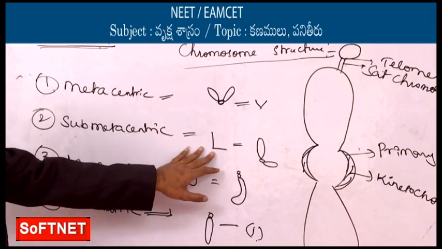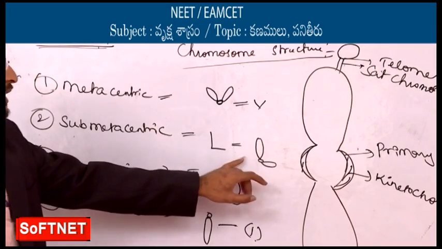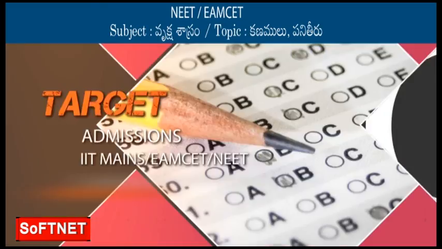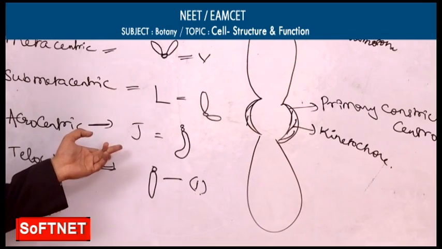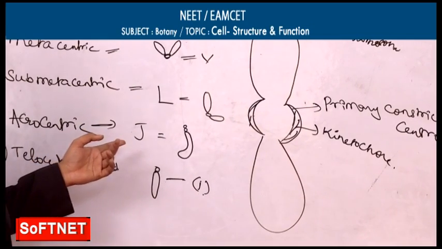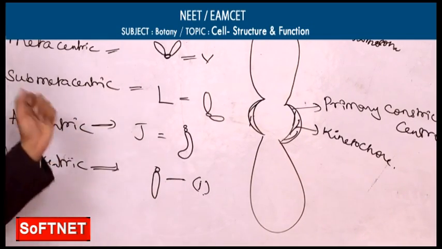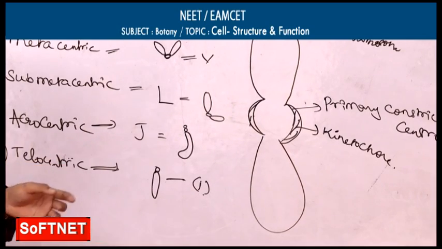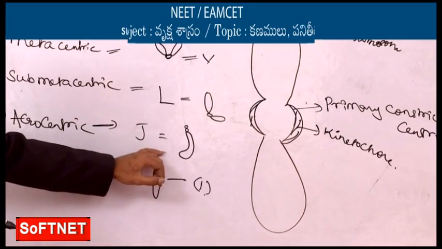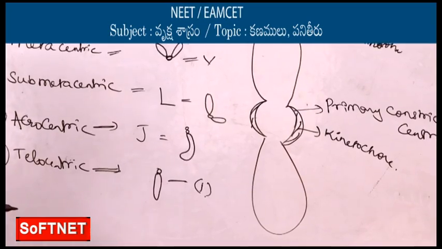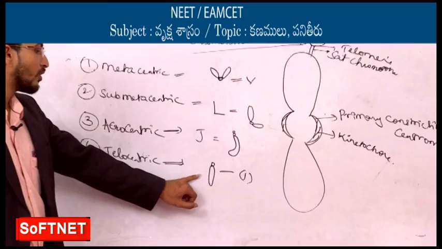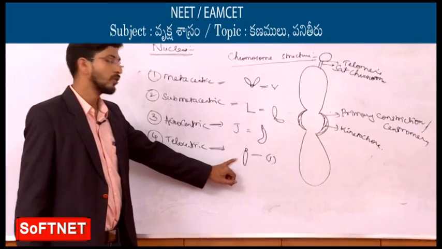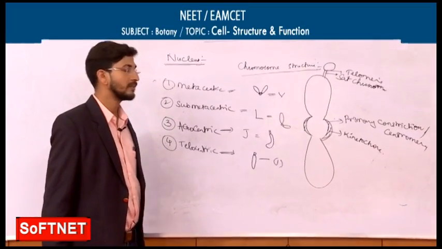Whereas in the case of submetacentric, the centromere is present close to the end. It appears in an L shape. Acrocentric appears as a J shape. In this case, one chromatid is very small and the other chromatid is very large. In telocentric, the centromere is present at the end of the chromosome, so it appears as an I shape.